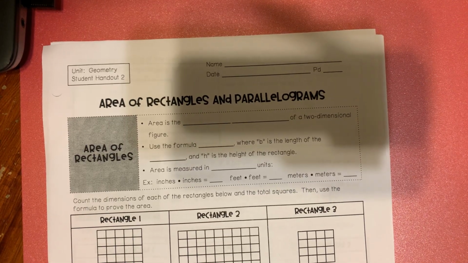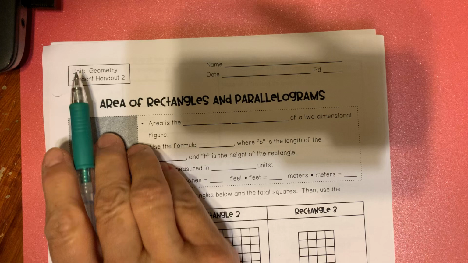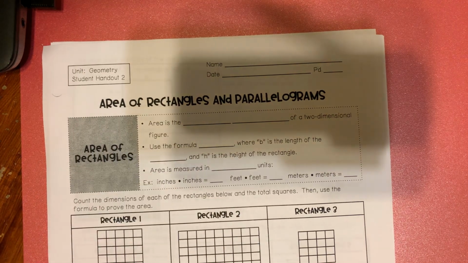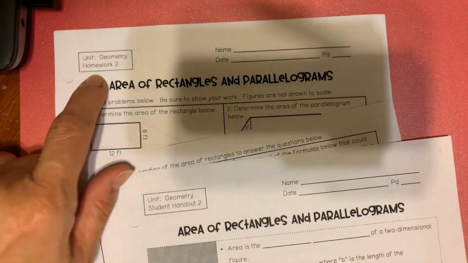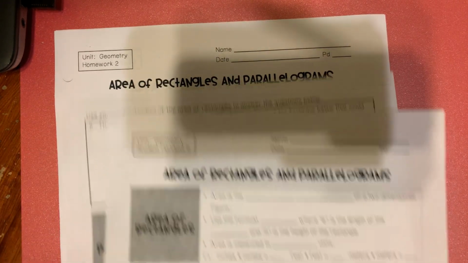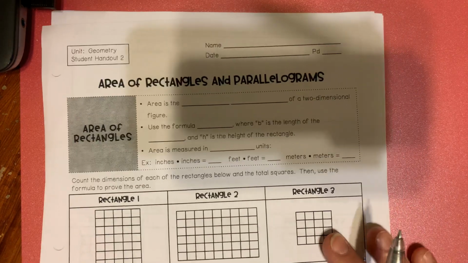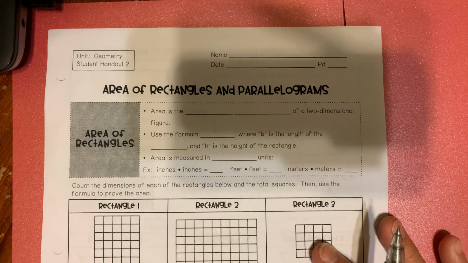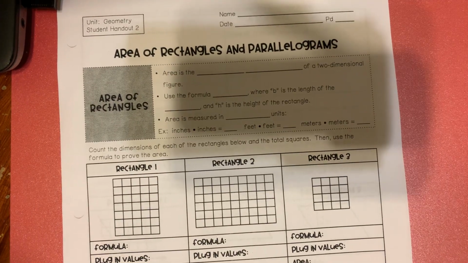Okay, what I want to talk to you today about is area of rectangles and parallelograms. These are your notes. If you notice at the top it says student handout, that means those are your notes. The assignment will be the one at the top that says homework, okay? And so this is lesson 2 out of this unit. And so the first thing we're going to do is look at some information at the top.